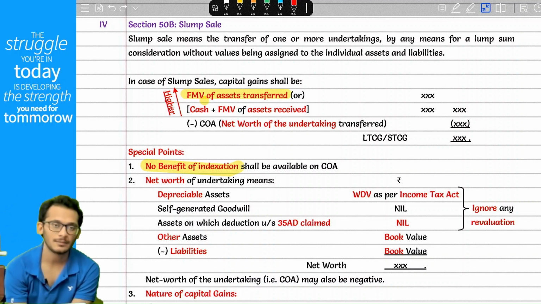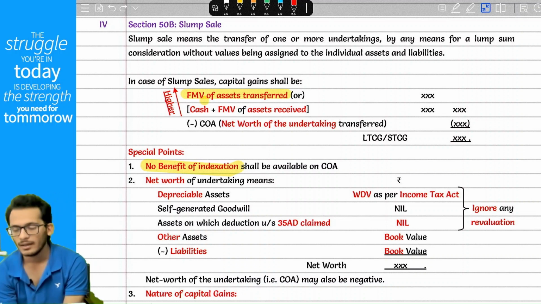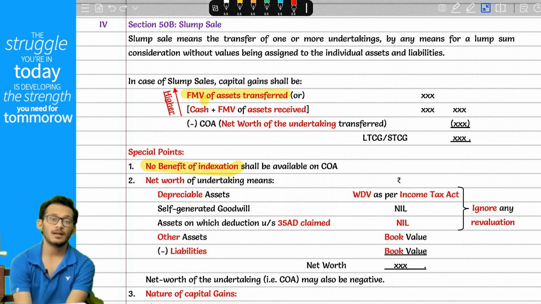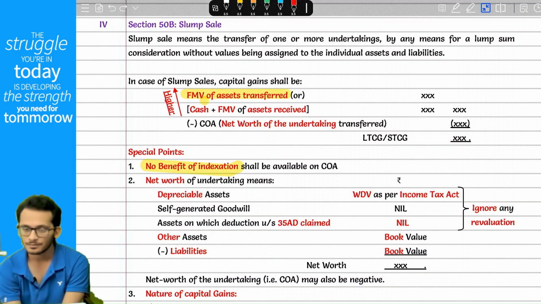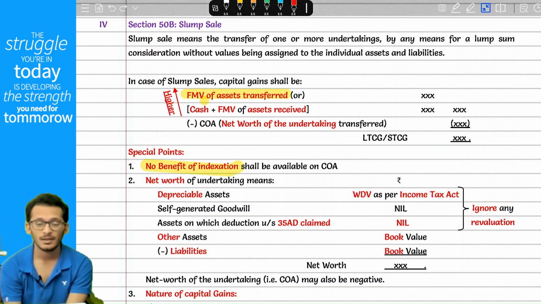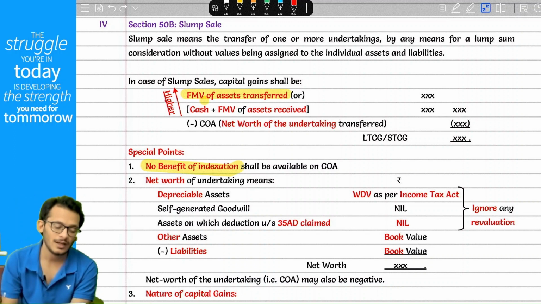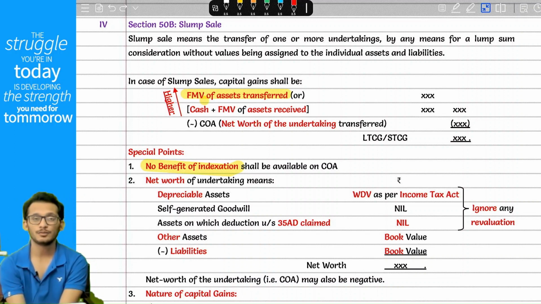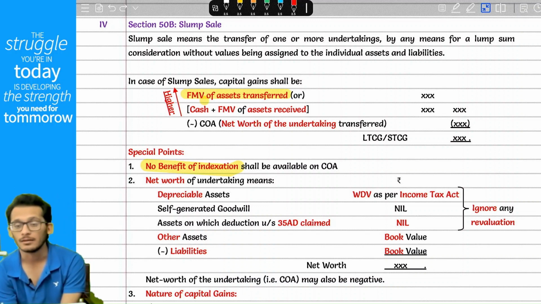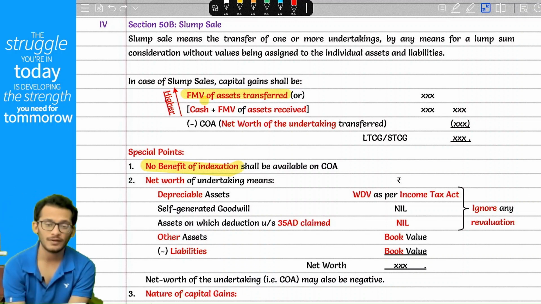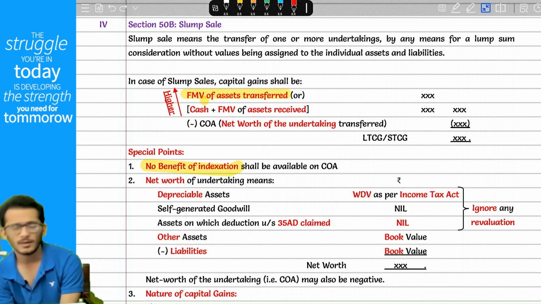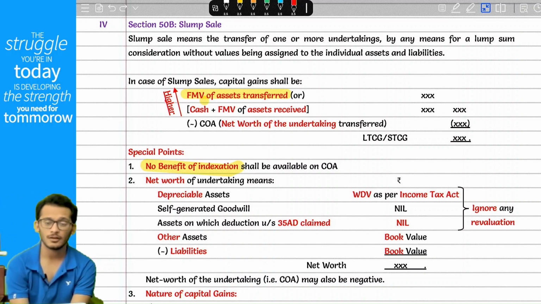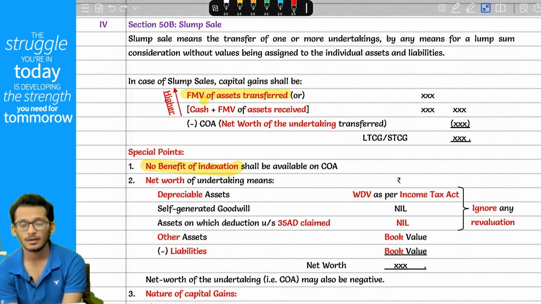If you do not receive that much also, then in that case I will assume the fair market value of the assets transferred as the full value of consideration. So therefore, if you notice on the board, it says full value of consideration is fair market value of the assets transferred minus the cash plus assets received, whichever is higher. This will become your full value of consideration. From this full value of consideration, you will reduce the cost of acquisition. In slump sale scenarios, cost of acquisition is your net worth.